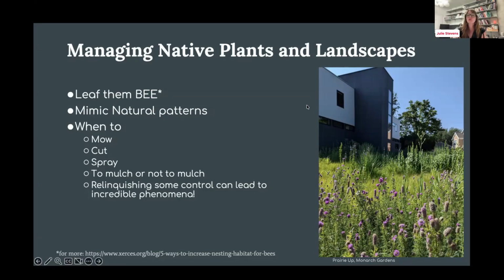Try to mimic natural patterns. If you think about natural landscapes, you don't see just one plant here and one plant there. Occasionally, if you have an oak savanna, for example, you might see a great big grand oak. But really what we're seeing is patterns, right? So allow those beds to expand. Bigger spaces are actually easier to maintain.